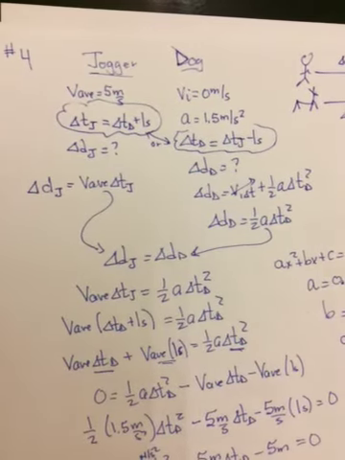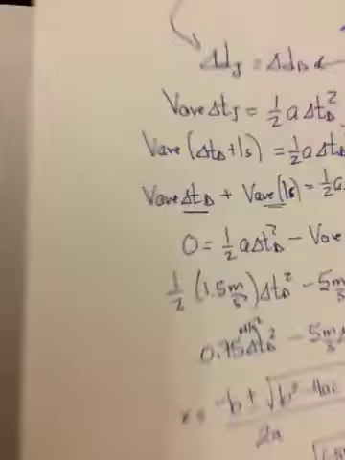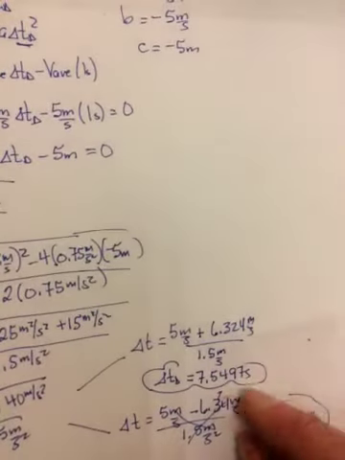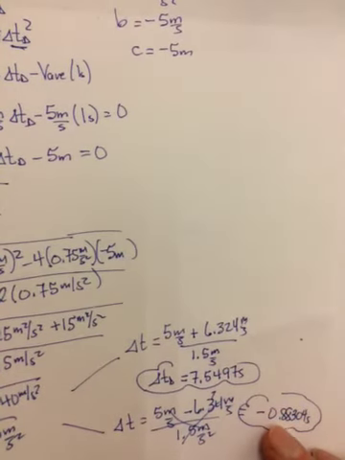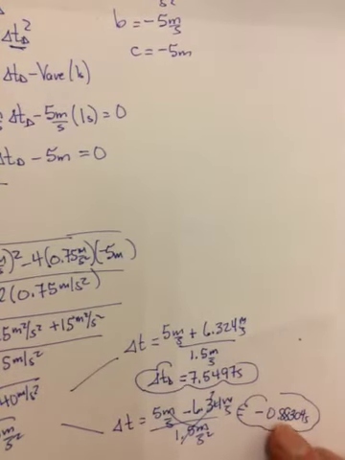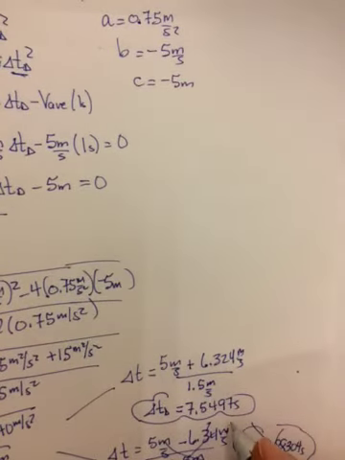Okay, so just finishing up number 4, just as that last video was ending, we had found the time for the dog to be 7.5497 seconds. The other one was the negative while it was processing. I figured it out, negative 0.88304. Obviously, time can't be negative. It has to be this one.